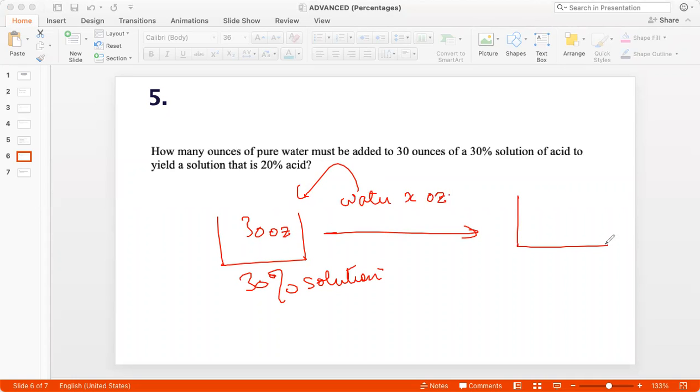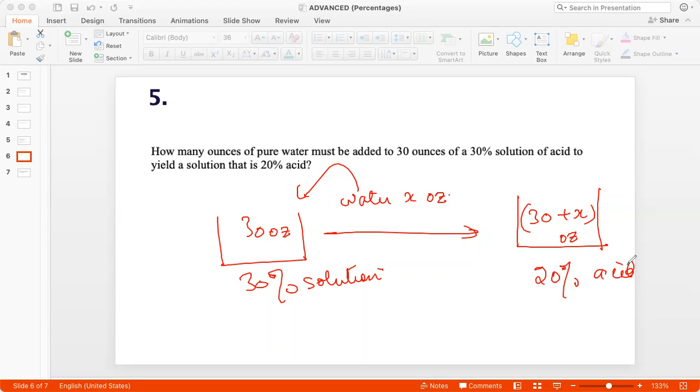So I get how many ounces of the liquid? It will be 30 plus X, right? Because there was 30 ounces originally and I added X ounces of water. So now the total volume is 30 plus X ounces. And I need to have 20% acid, right?